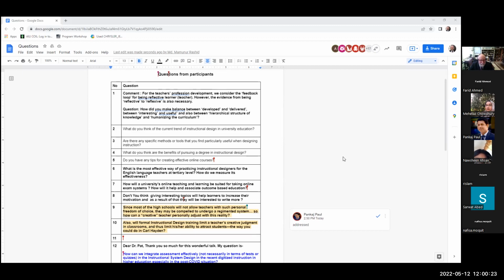Let's see, don't you think giving interesting topics will help learners to increase their motivation? As a result, they will be interested to write more. Yes, you could. If you come up with topics that they're interested in, you can also have them brainstorm topics. If it's going to be a creative writing course, or even if it's not, if they just need to write an essay on a topic, why not get them together and have them make lists of topics that interest them, that they think their peers would find interesting, and make it an act of creativity as well as part of the process of brainstorming.